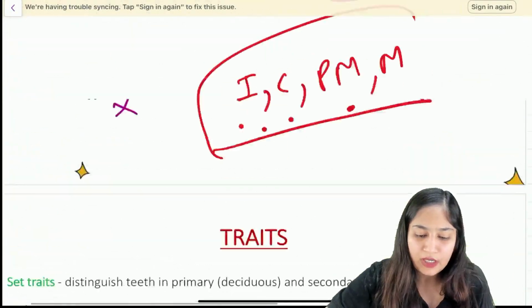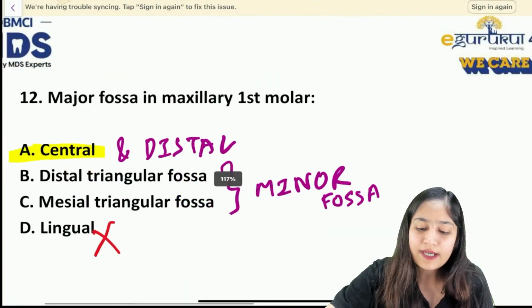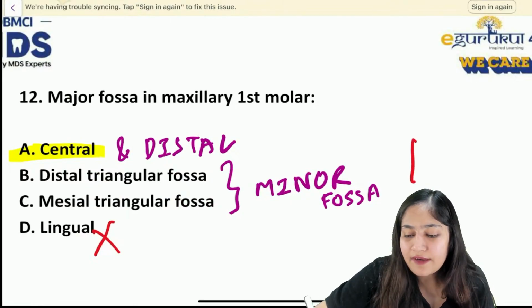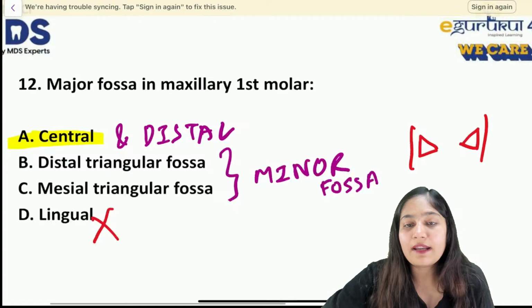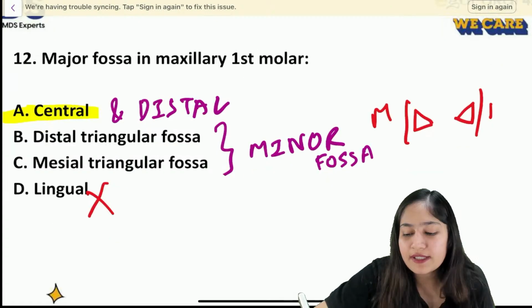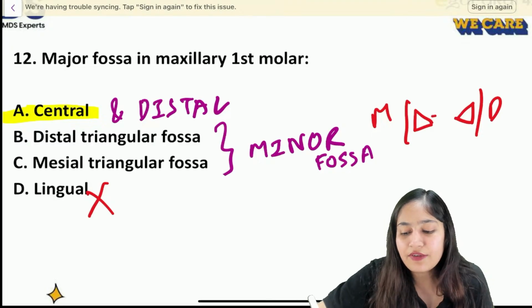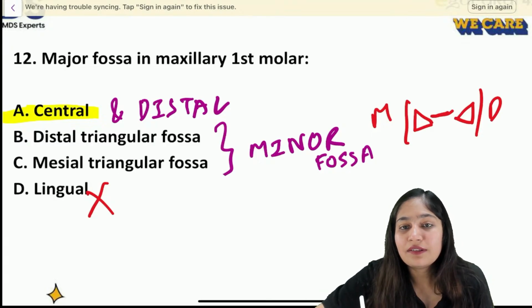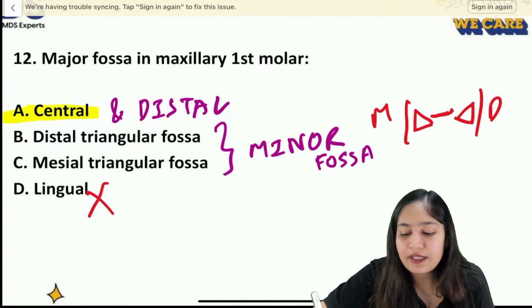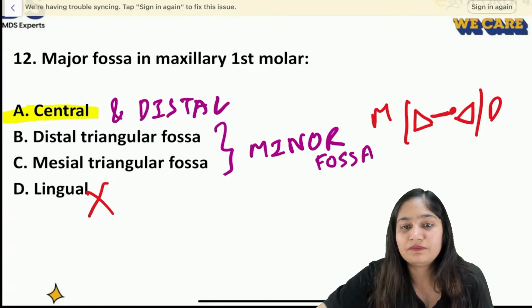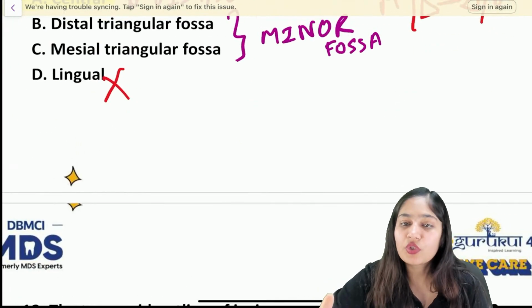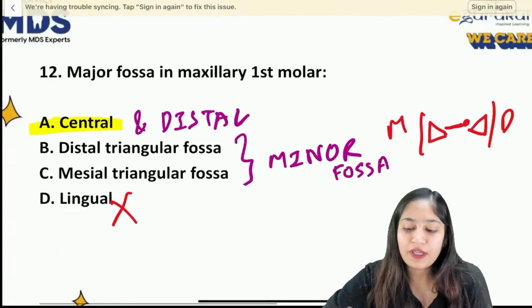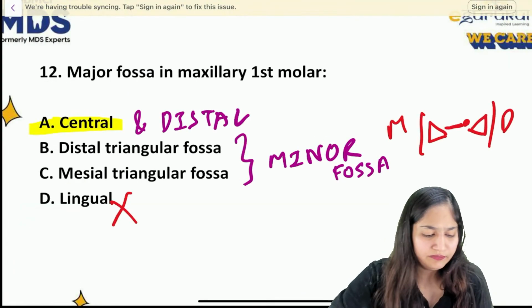Okay, now Nami had a doubt, so don't get confused, Nami. Maxillary first molar: these are our marginal ridges, right? Here we have this triangular fossa. On the mesial side it will be the mesial triangular fossa, on the distal side the distal triangular fossa. Centrally we will have the central fossa, and here we will have the distal fossa. I will share the diagram for the occlusal aspect in our Telegram group also, if you have any doubt regarding that. Okay.